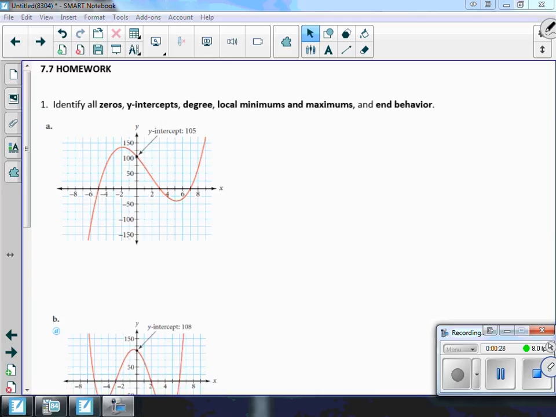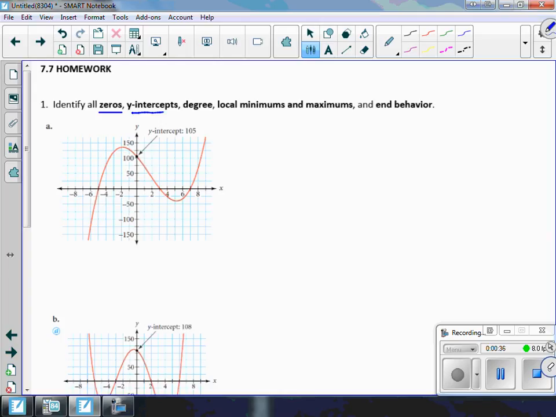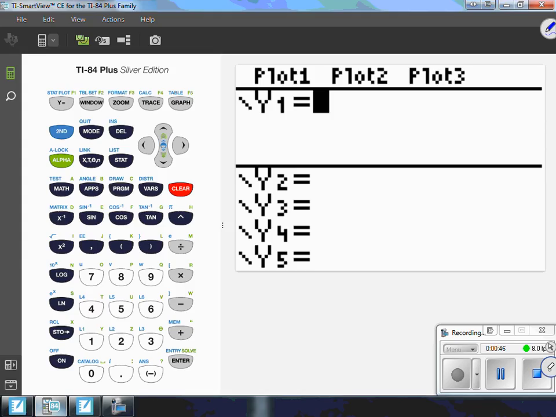So here we go. Number 1 in my packet says to identify all zeros, x-intercepts, the degree, the local mins and maximums, and end behavior. So we have a lot of work to do. In order to do this, you're definitely going to need your graphing calculator, so make sure it is out and ready to go. Clear everything so that we know we are set to go for this assignment.